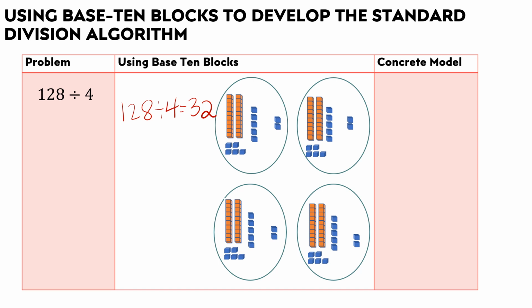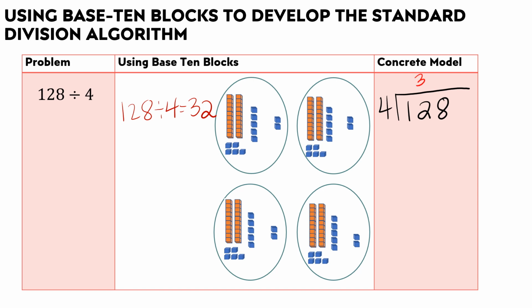All right, so I'm going to show you our concrete model before we go on, which is how we all learned how to divide. We put our divisor out front, we draw our little division box, and we put our dividend inside. Then you're going to look and say, okay, how many times does 4 go into 1? It doesn't, because 1 is smaller than 4. So we go to the next one. We say, how many times does 4 go into 12? We know that it goes in 3 times.